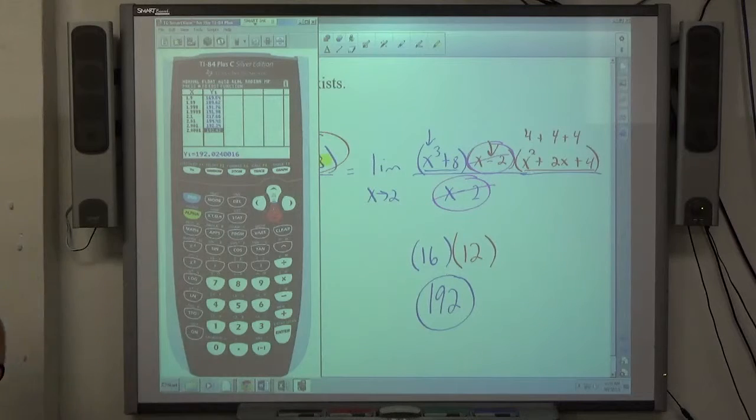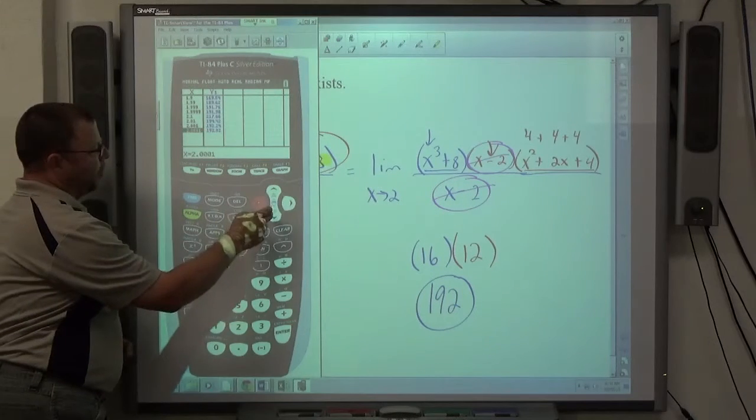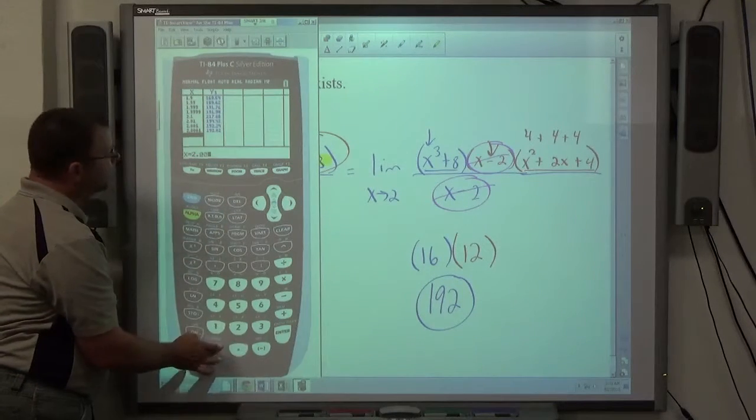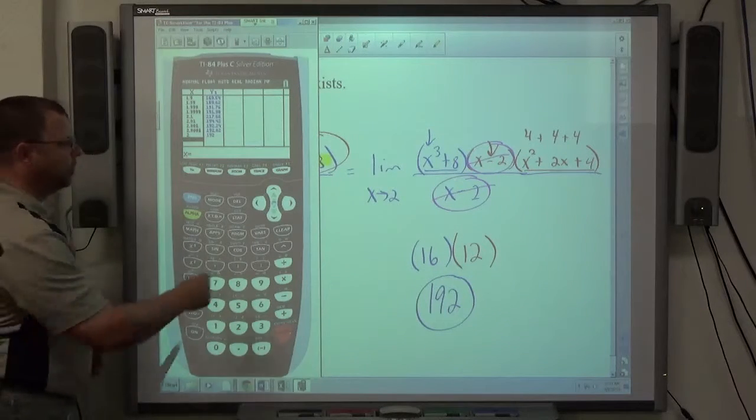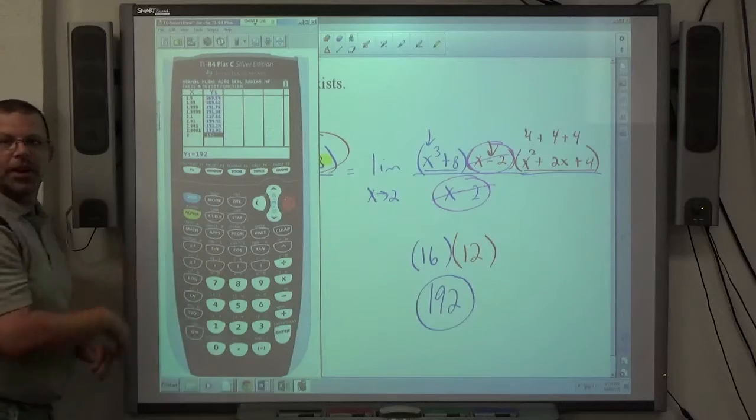Again, maybe the educated guess you get out of that is 192. I don't know. But you can get even closer if you want. Get a bunch of zeros going, see what happens. Say 192. And that is dead on 192.